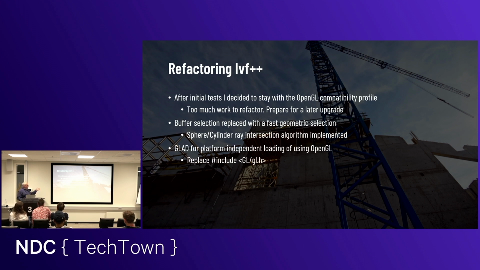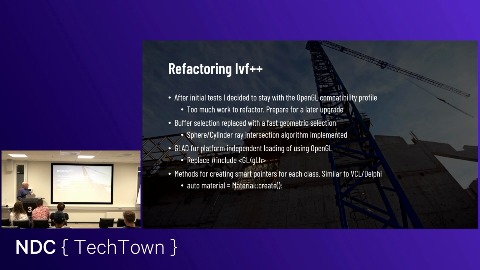I used the GLAD tools to generate an independent loading of OpenGL, which is also something that is interesting. It's different on every platform. So I replaced the GL header with the GLAD header instead. Method for creating smart pointers added. Actually, this is something that I worked with in Object Pascal several years ago, and all the objects in Object Pascal have this .create method, which I think is really nice to have instead of the long things you can do in C++. So I released this as 1.5, and it's available on GitHub as well.